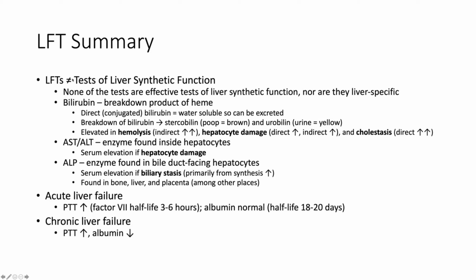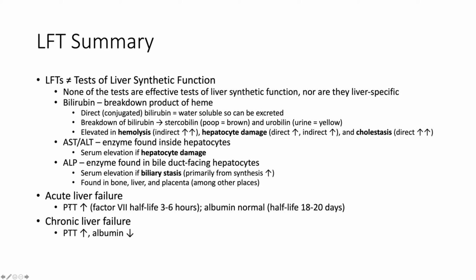So in acute liver failure, again, LFTs are not actual tests of liver synthetic function. So the tests of liver synthetic function are PTT and albumin. So PTT is going to be elevated in acute liver failure, because if I can't make any coagulation factors, the ones that have the shortest half-life, in this case factor 7, which has a half-life of 3 to 6 hours, will fall very quickly. So within a day, if you just took out your liver, you would have basically no factor 7 within about 5 half-lives. However, your albumin, which has a half-life of about 18 to 20 days, would be normal, because it has a much longer half-life.